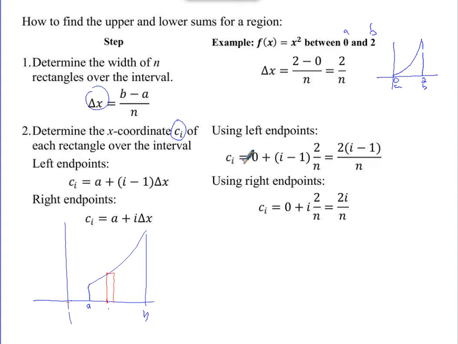So, C sub I using left endpoints, because of the fact that A is 0 here, we get a 0 there, plus I minus 1, it's always going to be I minus 1, times delta x, which we calculated was 2 over n, and then we simplify that down. So we get 2 times I minus 1 over n. That's my c sub I, the x-coordinate of where we're at. Okay? Using right endpoints instead, we use this equation. A is still 0, so we plug 0 in there, and then it's just plus I times delta x. So that's plus I times the 2 over n, which simplifies down to 2I over n. That's the x-coordinate of where we're at for right endpoints.